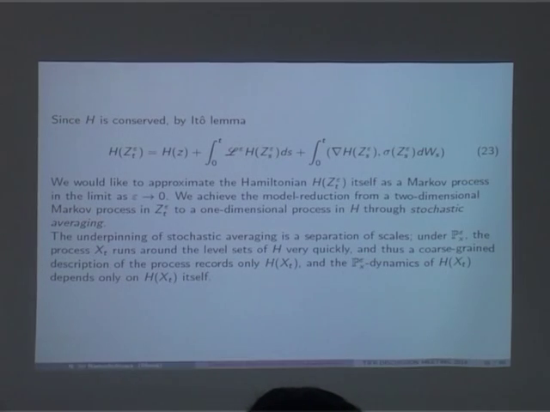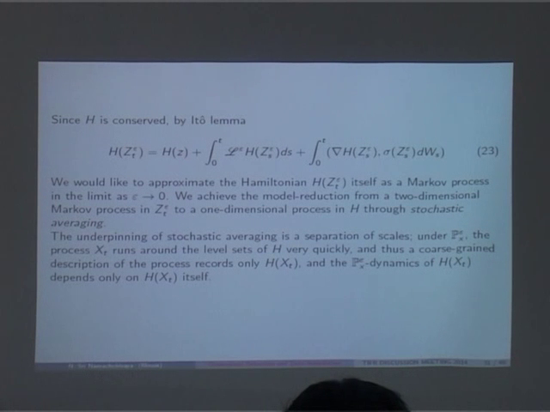So the purpose is to ask: is it possible to find a Markov process for H by itself? We know H and X are coupled together, but H by itself is a Markov process. And we want to show, yes, H by itself can be a Markov process as epsilon goes to 0. But this will be a graph-valued process because I have homoclinic orbits.